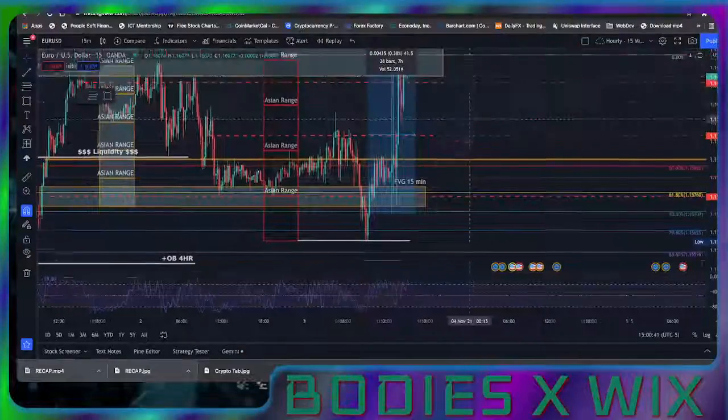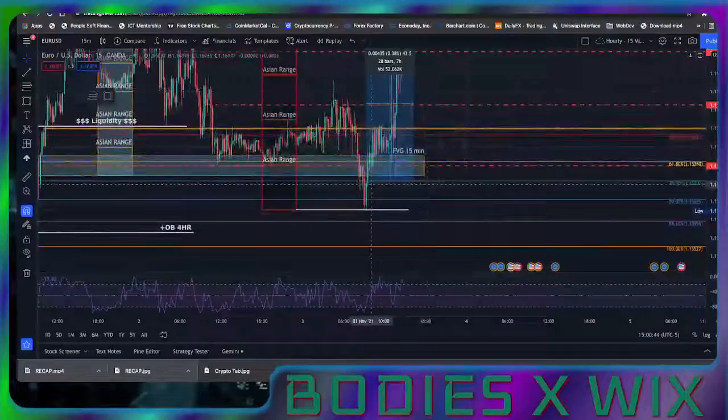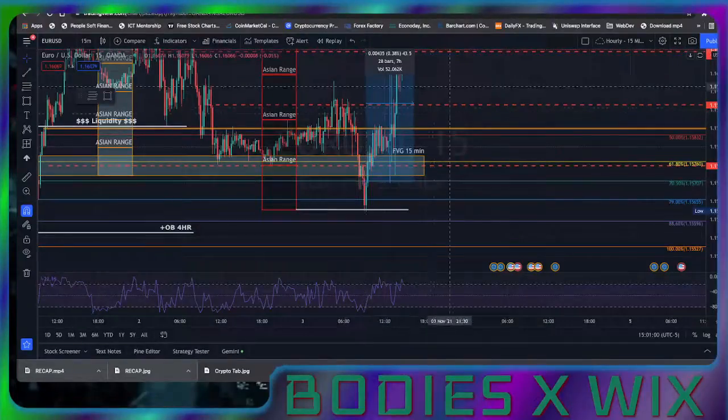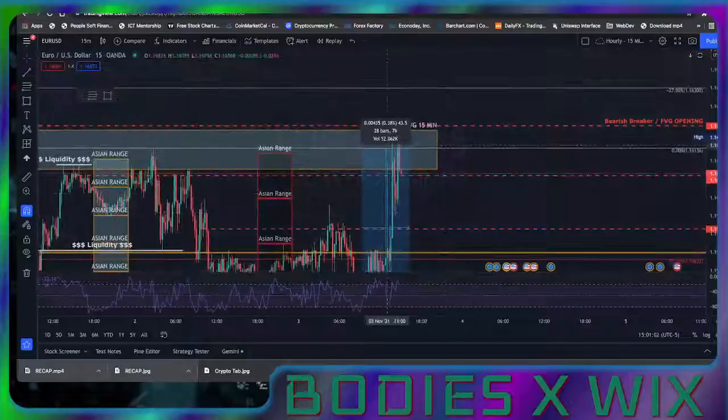So I jumped in whenever this thing came down. I wasn't on top of it right away. I did jump in right around here. It was like 15700, something like that. And then of course I got out right at the 100. That's where I had my limit set.